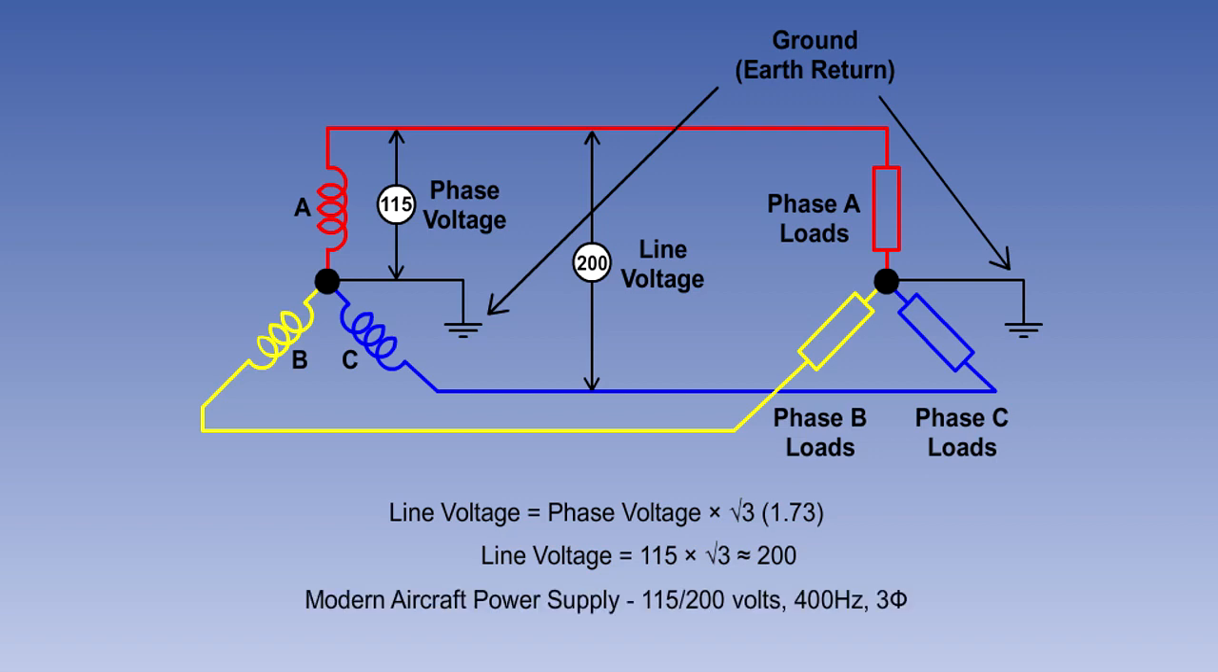The frequency used on aircraft is normally 400 Hz, so a modern aircraft power supply would be 115/200 volts, 400 Hz, three-phase. The Greek letter phi is often used to represent phase. While the voltages of line and phase differ in the star-connected system, because the windings form only one path for current flow between phases, the current flowing in the lines will be the same as the current flowing in the phase windings. Thus, line current equals phase current.